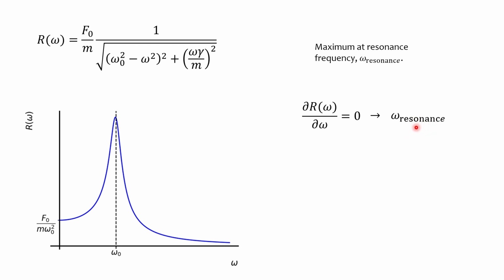I'm not going to do that explicitly, but here is the result. We can see that the resonant frequency is not exactly equal to the natural frequency, but is slightly smaller. It is shifted by an amount that depends on the damping, by the constant gamma. If the damping is very small, we can neglect this term and the resonance frequency is almost equal to the natural frequency. However, for larger damping, the resonance frequency can differ significantly from the natural frequency.